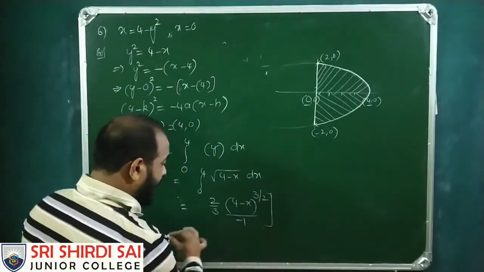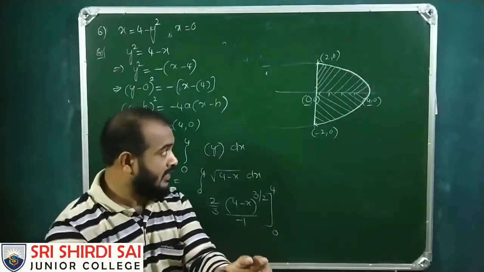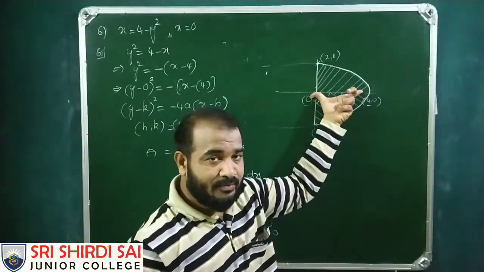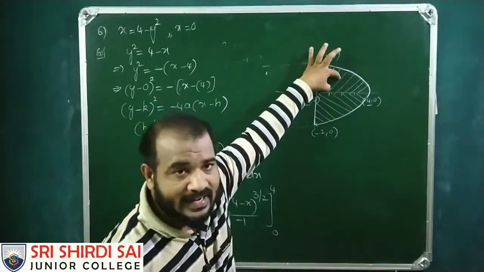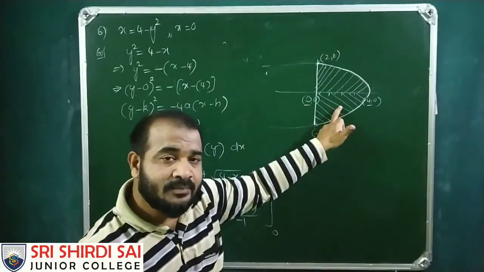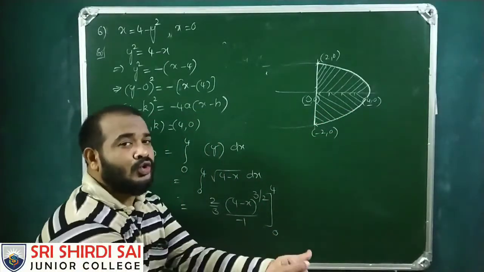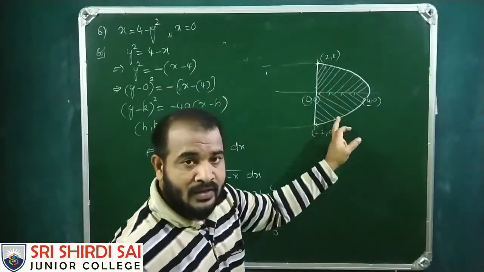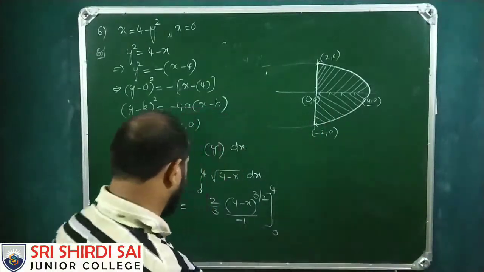We have to apply the limits from 0 to 4. Please bear in mind that 0 to 4, this area I am trying to find. But here this is symmetric about the x-axis. That means whatever area I get through this, I have to multiply by 2, because actually this only we are going to get here. But to obtain the whole area, we need to multiply it with 2. So let us do that.